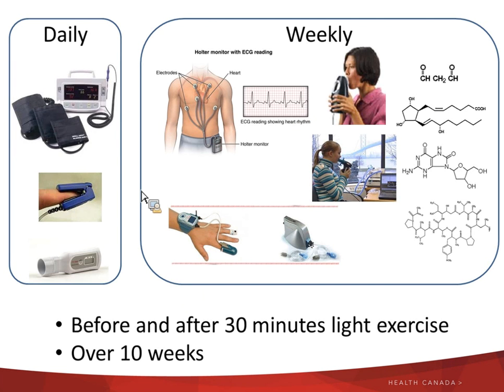And what we did was have the participants monitor on a daily basis their blood pressure, finger oximetry, and peak flow. And this was before and after 30 minutes of light exercise, so walking or equivalent activity. And this was over a 10-week period. And then on a weekly basis, we also measured heart rate variability. So this is done using a Holter monitor, and heart rate variability is basically a measure of the ability of the heart to respond to stress.